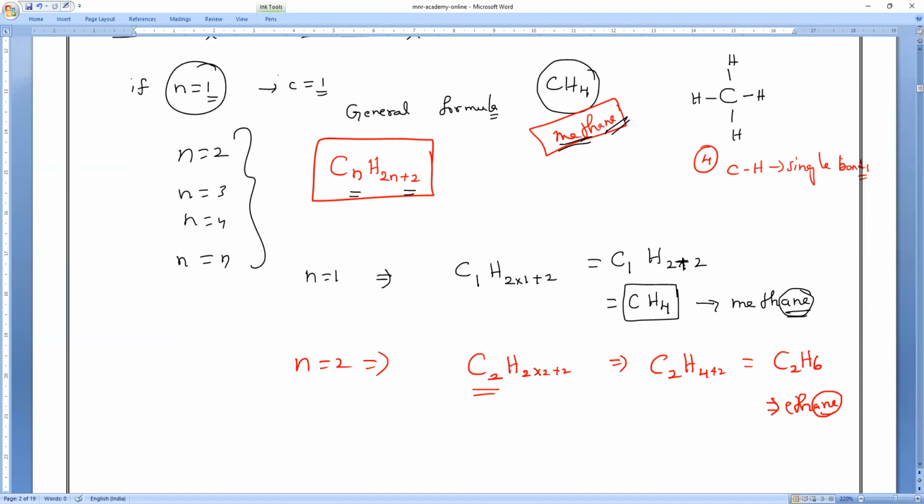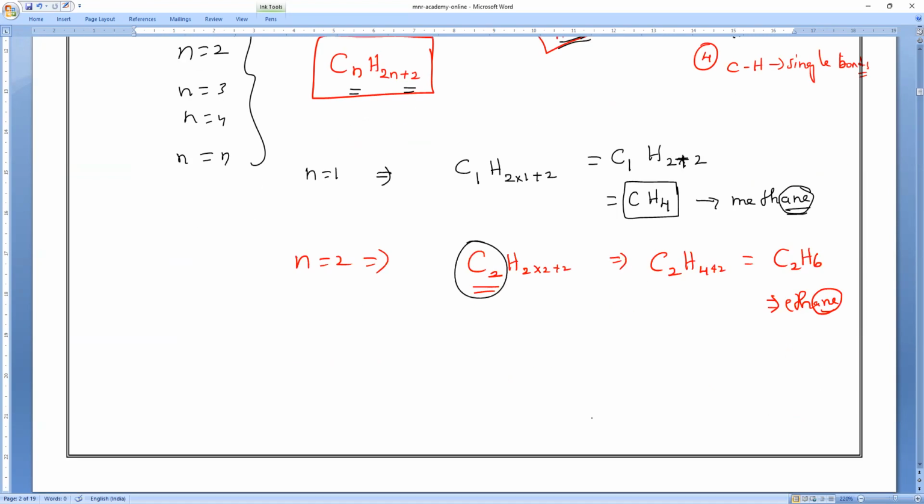How many carbons are there in ethane? Two carbons are there. Each carbon has to satisfy how many bonds? Four bonds. Already one bond is satisfied, and it is saturated, so all must be single bonds, not double or triple bonds. Here 3 plus 3, over. So totally 2 carbons and 6 hydrogens, C2H6, ethane. It is the structure.